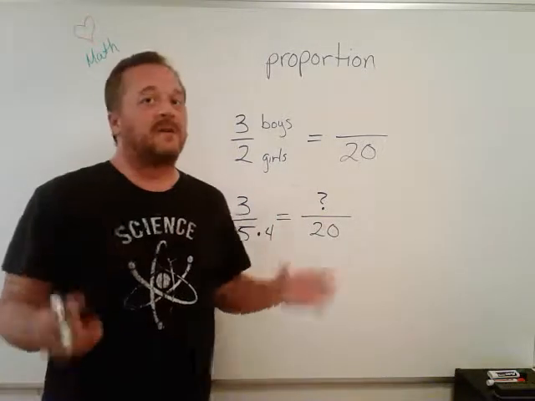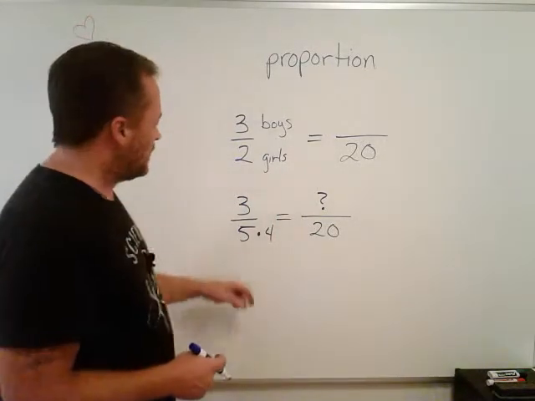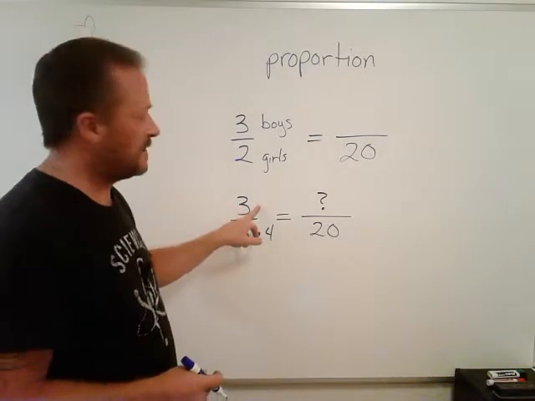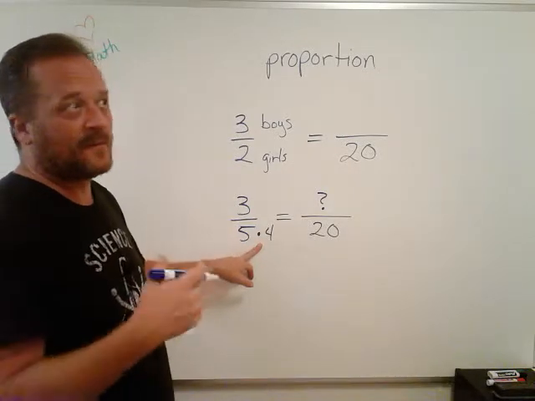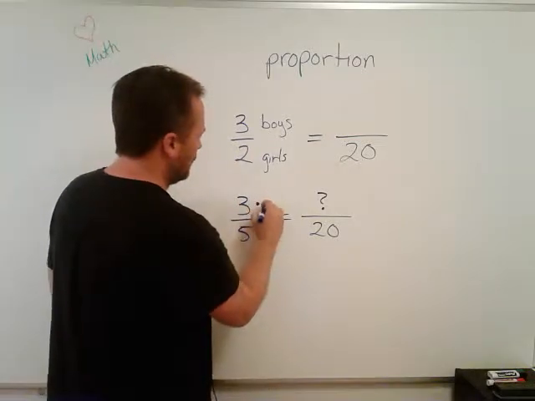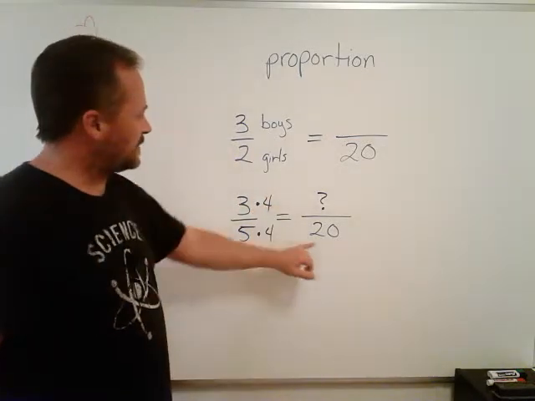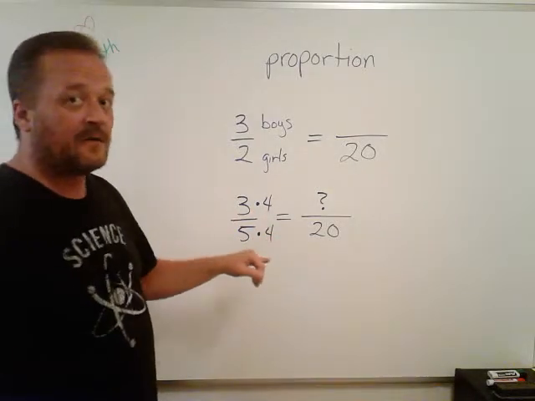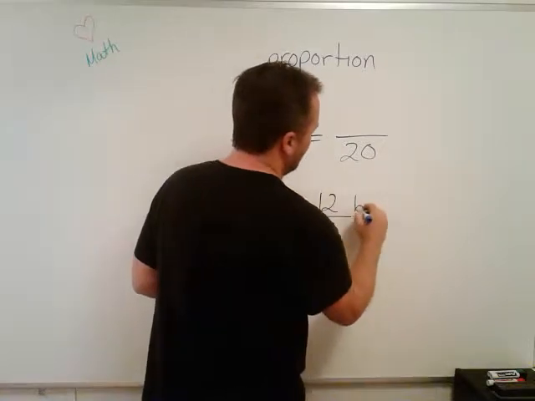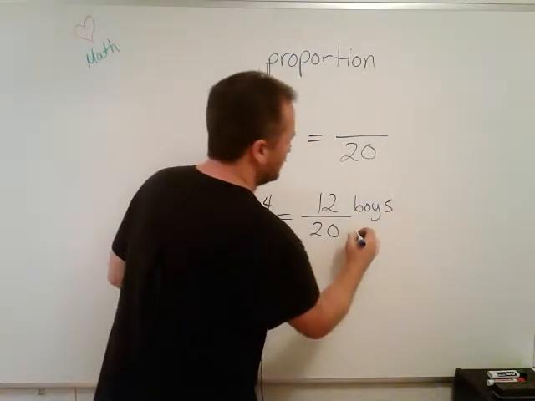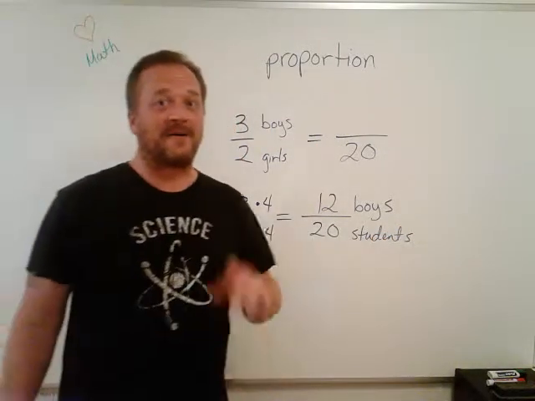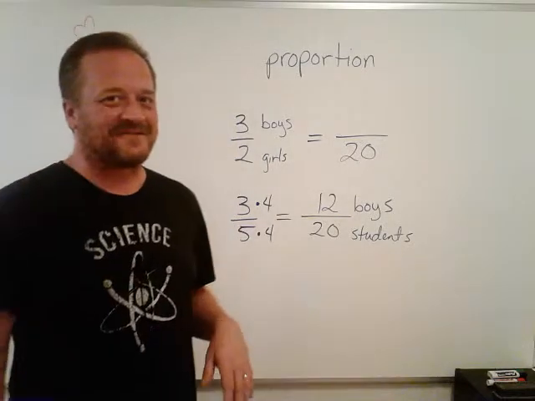And as we've been saying so many times in these past couple lessons, whatever you do to one part of your ratio, you must do to the other part. Okay, so if I multiply 4 by everybody, I have to multiply 4 by the boys also. 5 times 4 is 20. 3 times 4 is 12. So instead of this little question mark, now I know that there are 12 boys out of 20 total students. That helps. Now I know I need to buy 12 boys Valentine's cards.